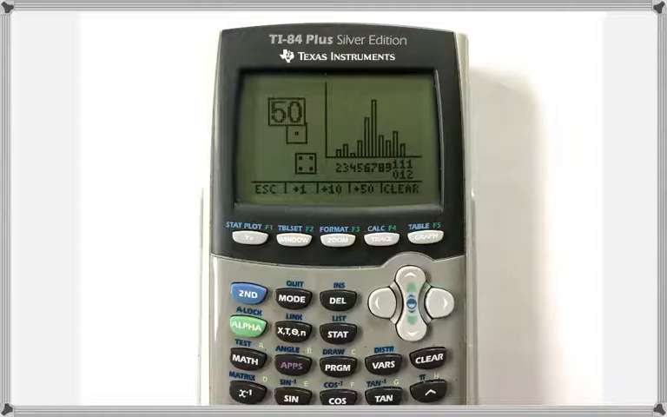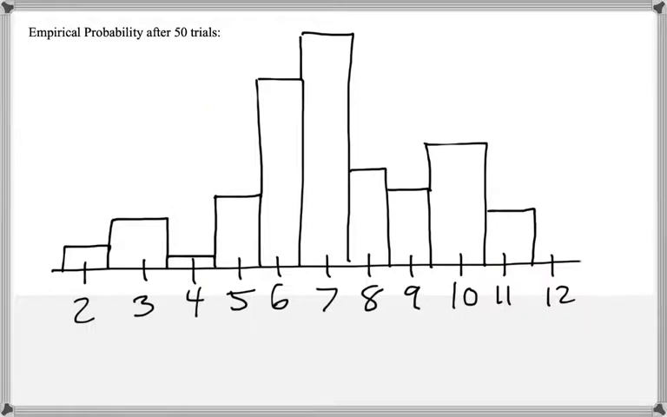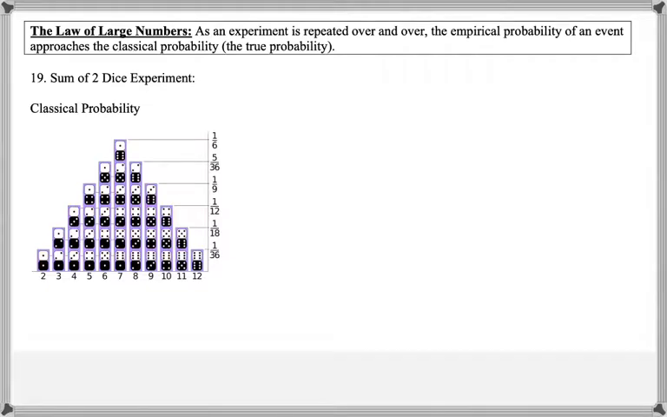So let's copy this graph on our paper, and it's going to look something like this. It doesn't have to be perfect. And you'll notice that this graph really doesn't look like the classical probability. The classical probability has to be perfectly symmetrical.